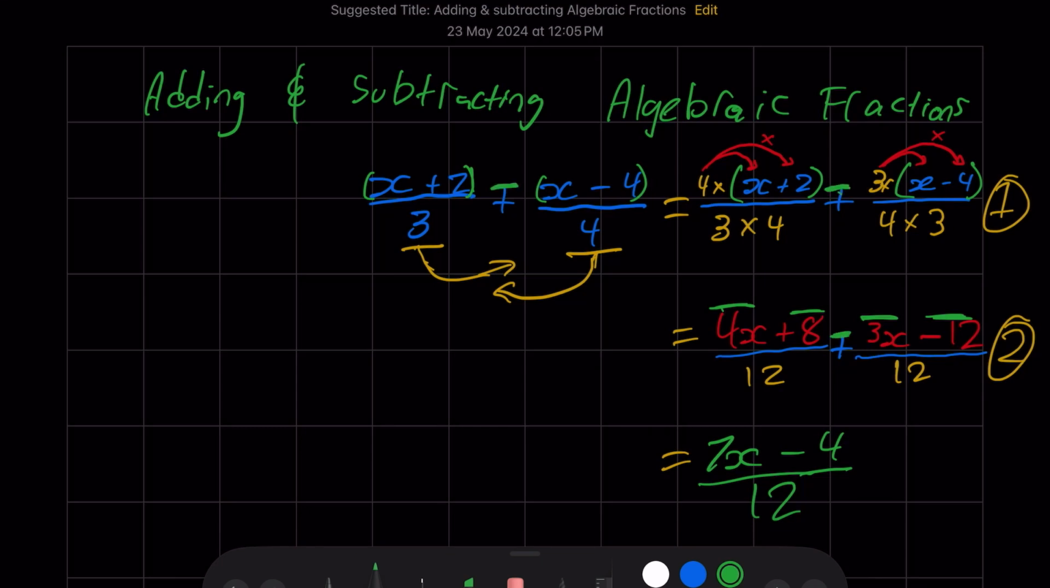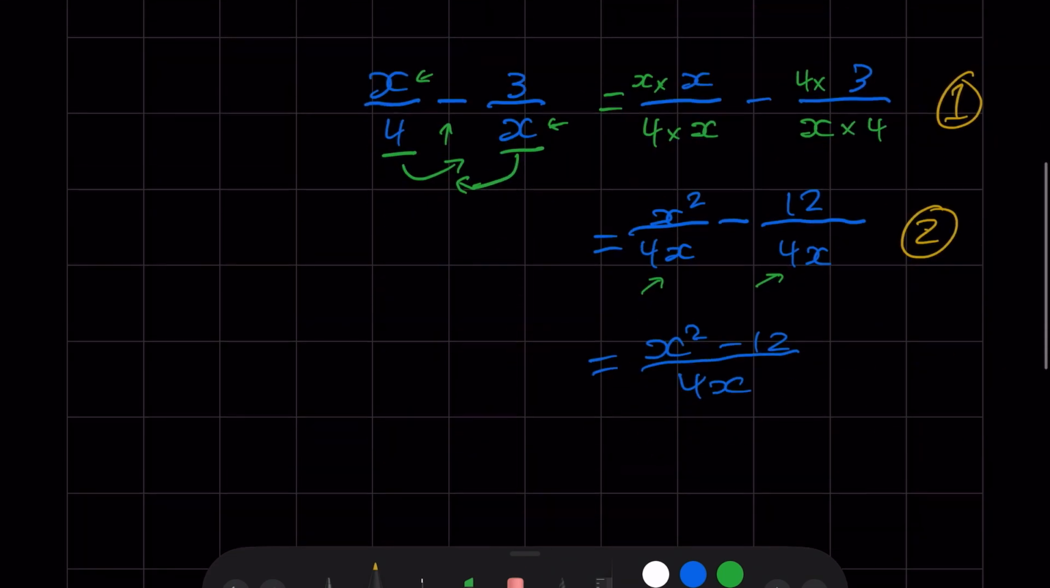The only difference with plussing or minusing is what we do on the very last step. The last step of the entire process is where our pluses and our minuses come into action, whether we're adding or subtracting our algebraic fractions. Just as we did here with this negative here. We put our negative down there.